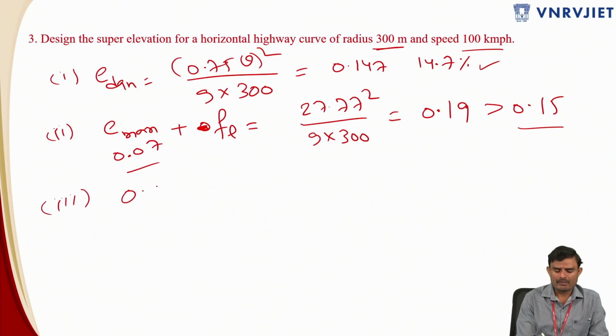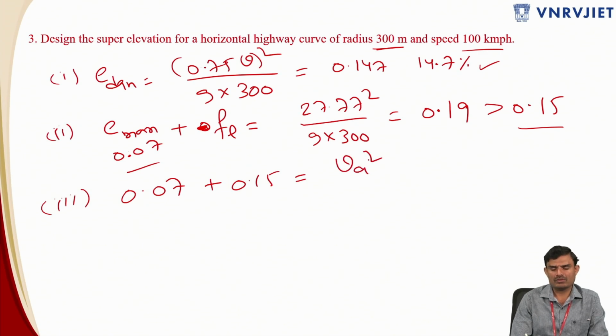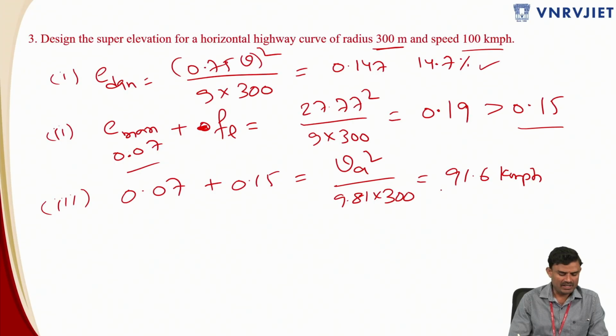So by taking the maximum value of superelevation, E maximum, plus FL, which is your maximum value of lateral coefficient of friction 0.15, which is nothing but 0.22 in this case, is equal to VA square. So here the unknown is VA, the allowable speed, divided by G, which is 9.81, into radius equal to 300 meters. Then you can get the value of allowable speed, which is nothing but 91.6 kmph. So directly I have converted this into kmph.